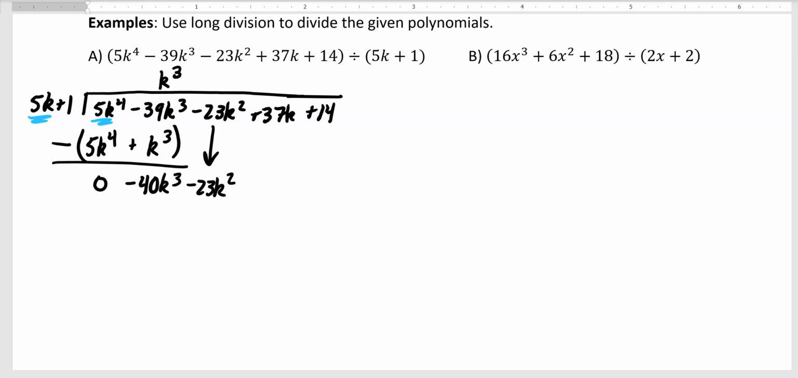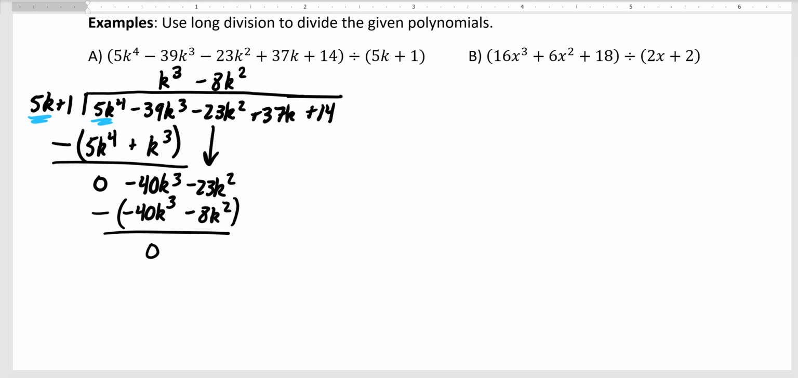All right, so now 5k times what gives me negative 40k to the 3rd? Well, that would be negative 8k squared. So negative 8k squared times 5k is negative 40k to the 3rd. Negative 8k squared times 1 is negative 8k squared. And I'm going to subtract these. Now let's see here. Negative 23k squared minus negative 8k squared.